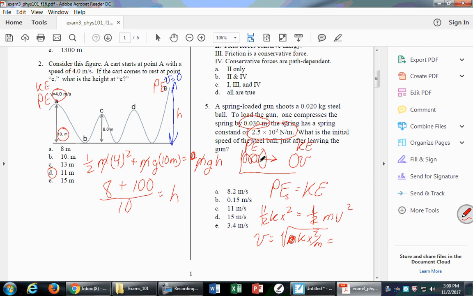This is k, square root of 250. x is 0.03, squared, divided by m. Oh, I'm sorry. No, not 0.02. 0.03 squared, divided by 0.02. That's the mass. And the answer is whatever it is. But that's how you solve those problems. You look at your initial situation, and then your final situation, and then you set them equal to one another.